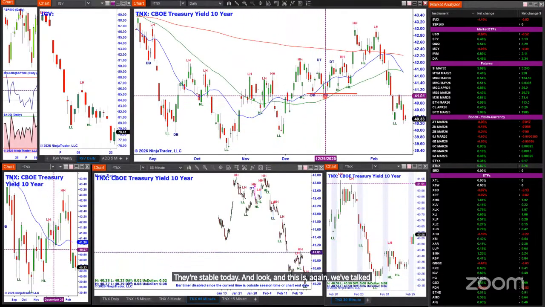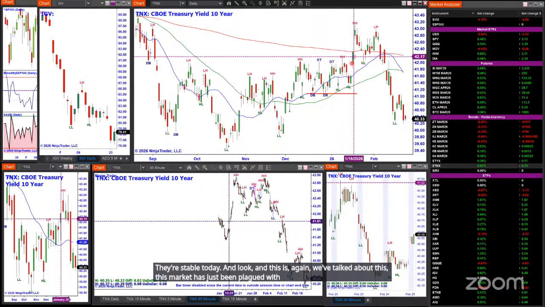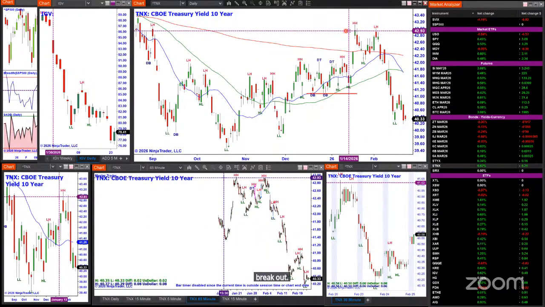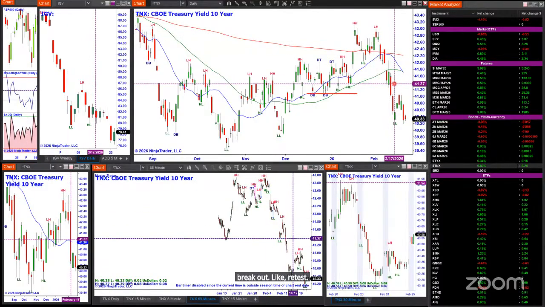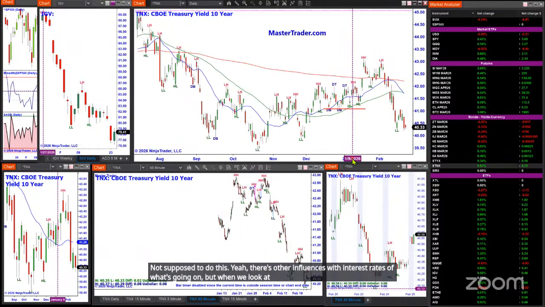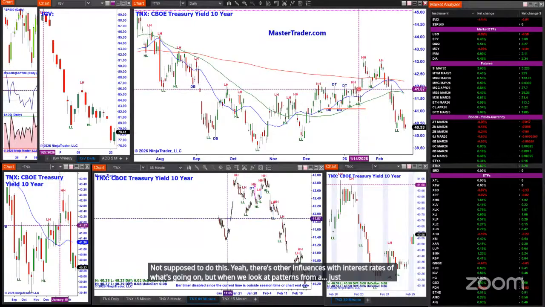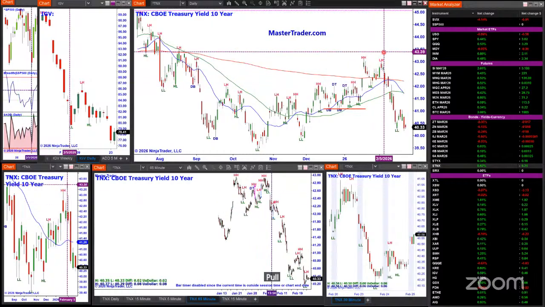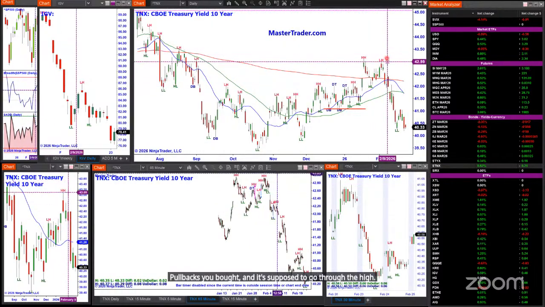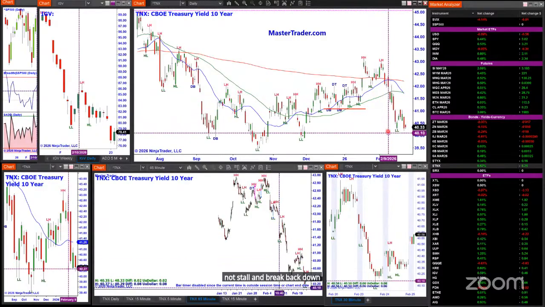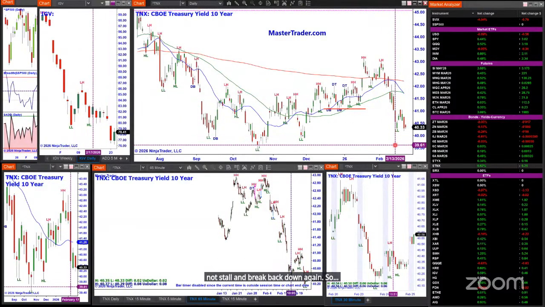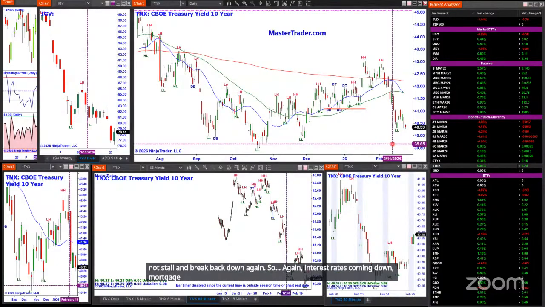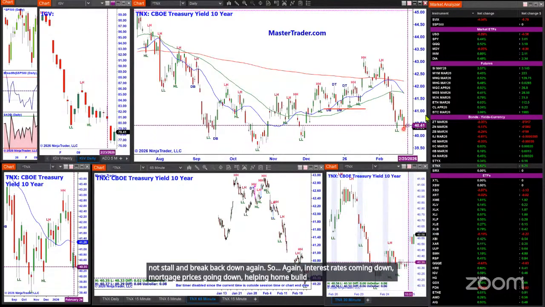But look, and again, we've talked about this, this market has just been plagued with whipsaws, breakout, and retest. Not supposed to do this. There are other influences on interest rates. But when we look at patterns from just a technical point of view, after a power move up, pullbacks are bought, and it's supposed to go through the high, not stall and break back down again. So, again, interest rates coming down, mortgage prices going down, helping home builders and construction and so on.